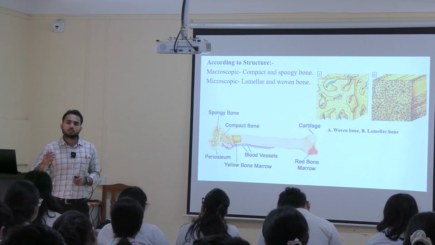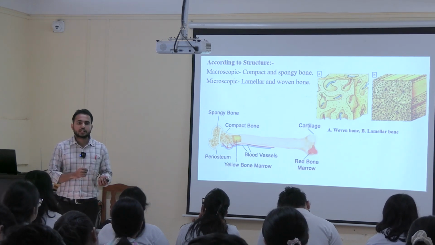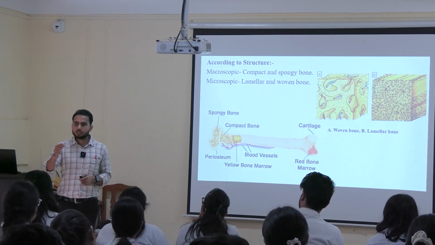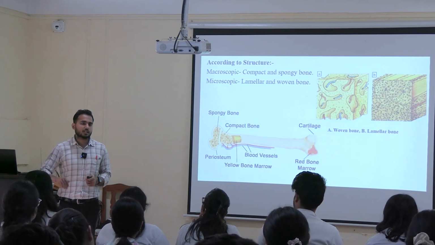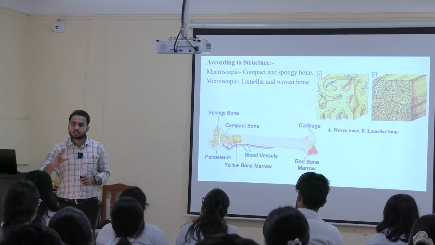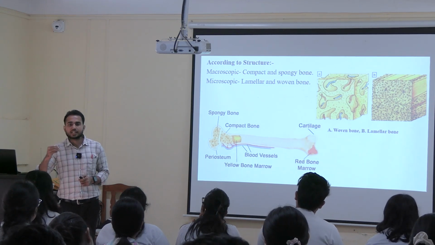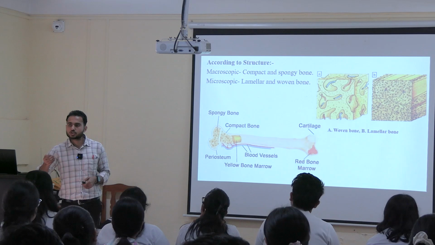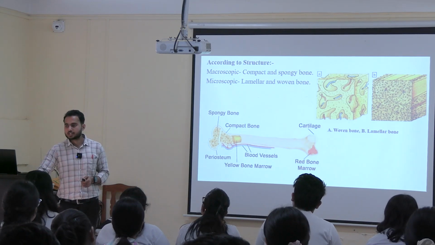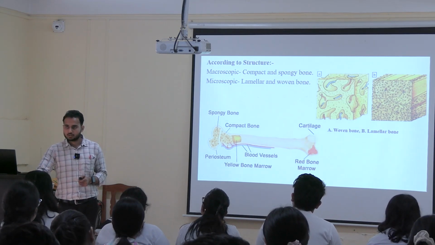So if anyone asks you, or if it comes in the exam, don't write long bone, short bone. First of all, you have to mention based on what you are classifying. So first will be based on shape. And whenever you are writing the name of any bone, for example long bone, short bone, you have to mention the example. You have to know the example, right?